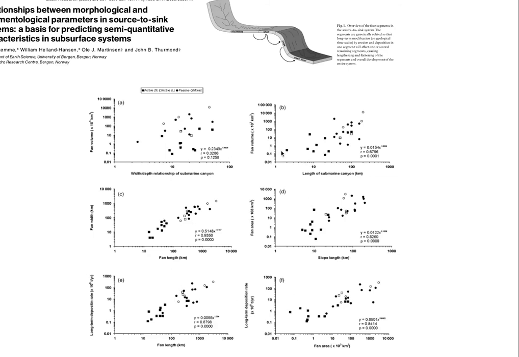And so with a lot of those things, you can actually do some predictions. Fan length and fan width, look at how well correlated they are. R equal 0.93, quite good. Much better than 0.32 here between width-depth relationship of submarine canyon and fan volume, because it's a function of how much sediment comes in the first place. But these are very interesting for prediction, okay?